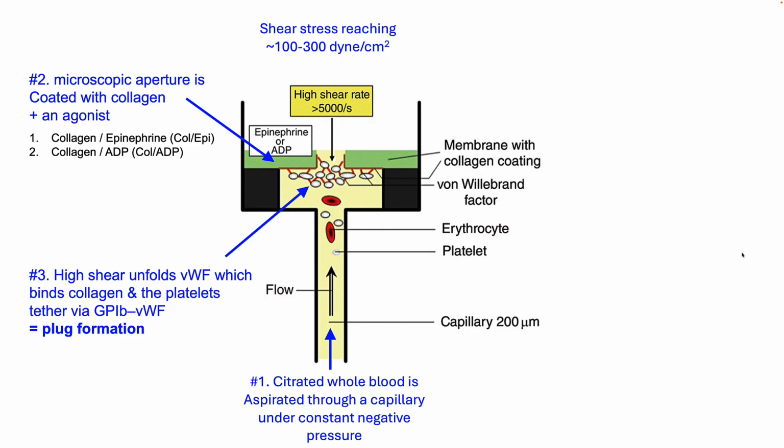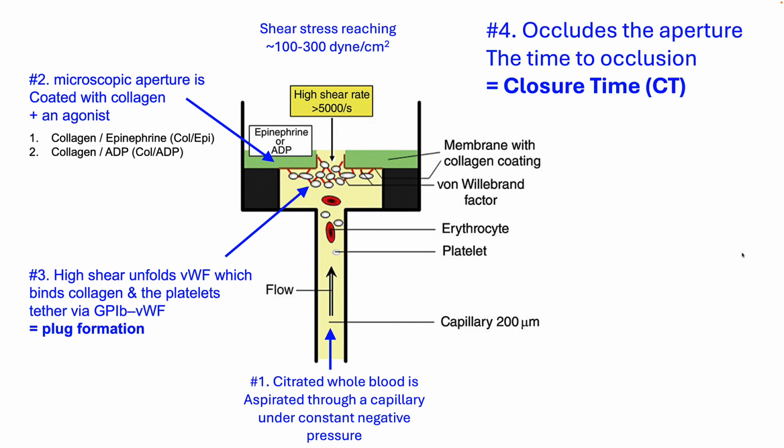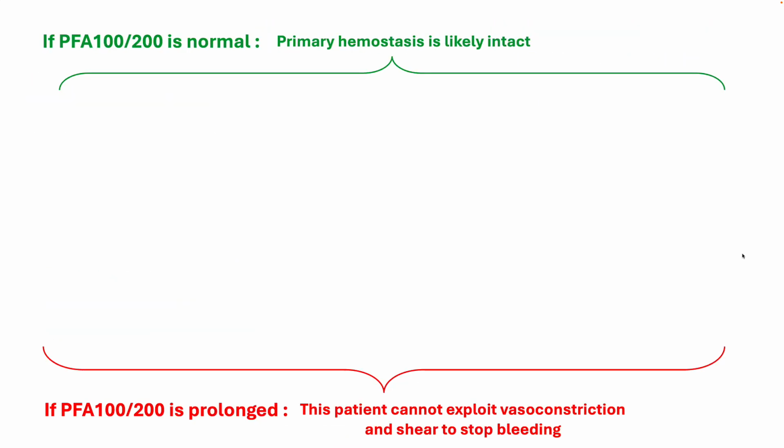And this high shear in this cartridge would unfold the von Willebrand factor, which will bind to the collagen and the platelets and tether it with your glycoprotein 1b. And you can look at the closure time for this occlusion. That will give you how well this mechanism is working. So if your PFA-100 is normal, that means your primary hemostasis is likely intact. If it is prolonged, it means that patient cannot exploit the shear forces between your von Willebrand factor and the platelet to stop the bleeding.